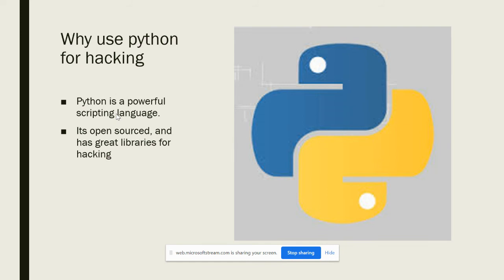Now, I'm just going to be talking about why I use Python for this particular demo. Python is a high level programming language. It is open source and object oriented, and it has a great set of libraries that can be used for hacking. Python is also very easy to learn, and it's growing in popularity. I know that a lot of companies are switching over to Python just for convenience's sake.